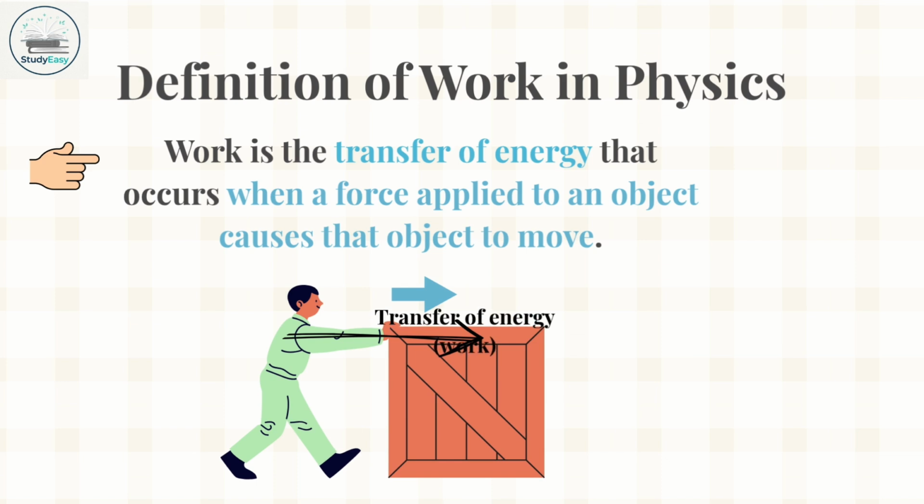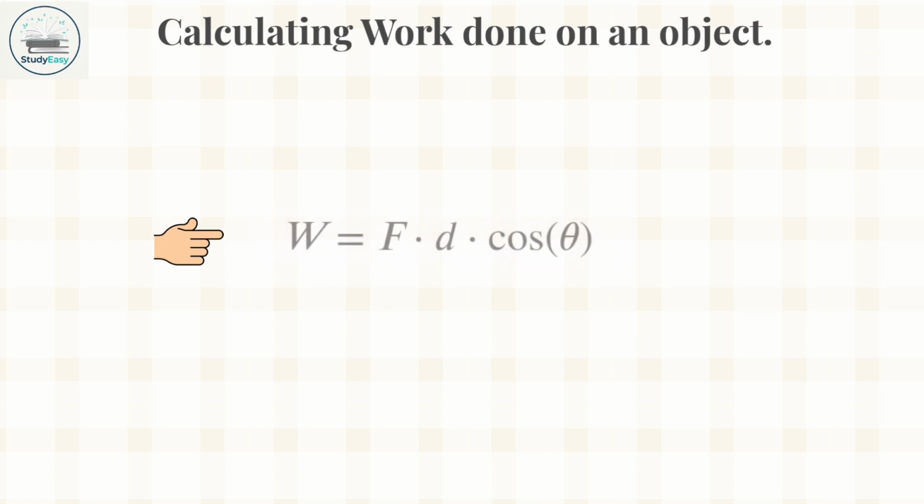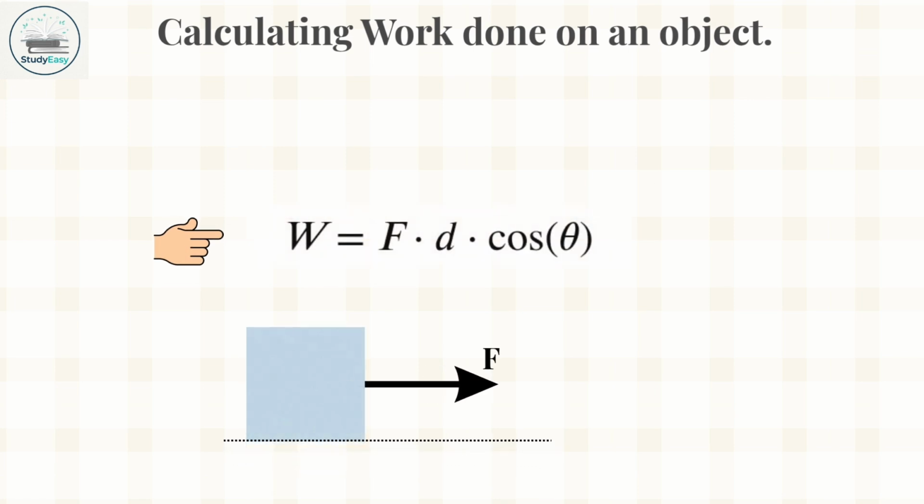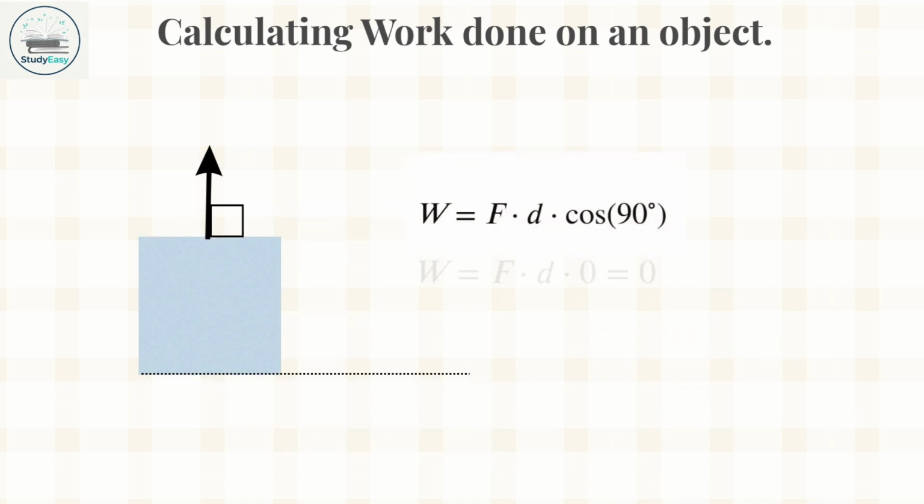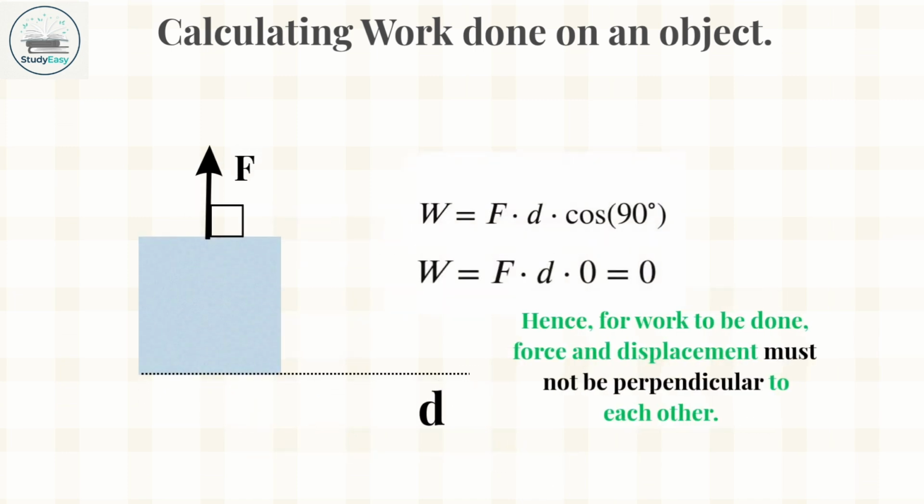The formula for work is force into displacement into cos theta. Theta is the angle between force and displacement. Theta should never be 90 as cos 90 is 0. So, force and displacement can't be perpendicular if work is being done.